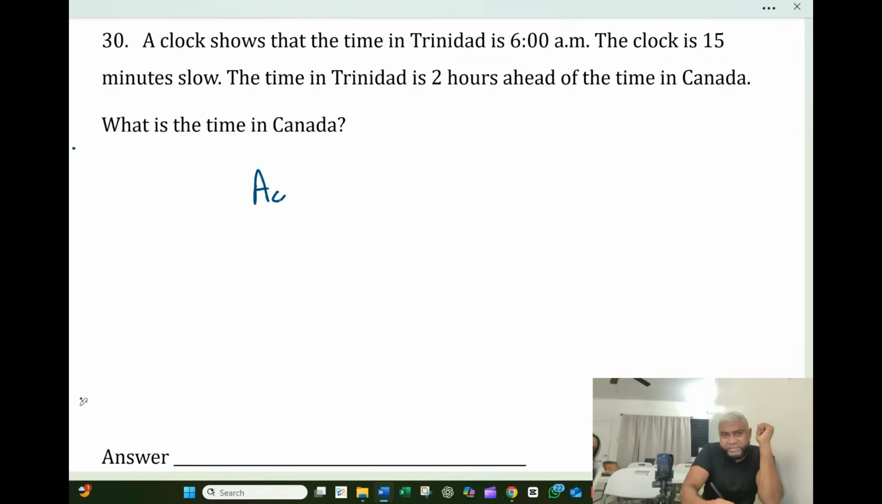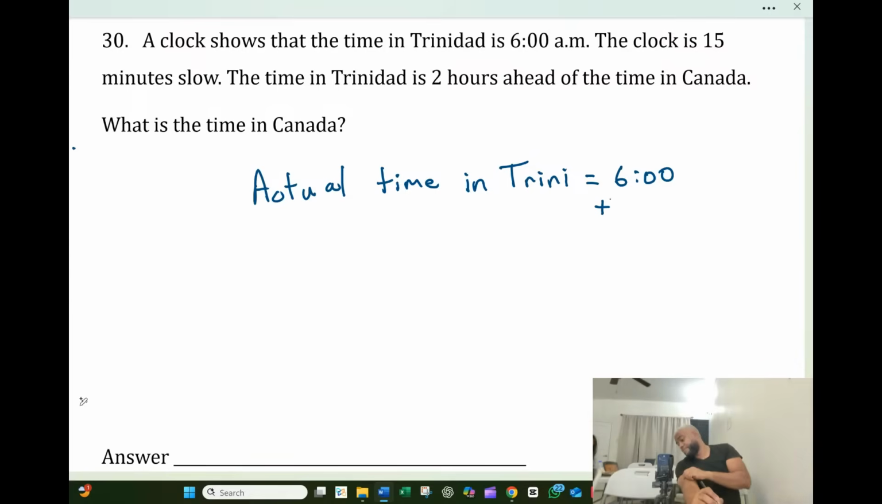So the actual time in Trinidad. What's the actual time? 6 plus 15. I added the 15 minutes here, which would be 6:15 a.m. Everybody good there? The clock is 15 minutes slow, which means it's actually 6:15 a.m.